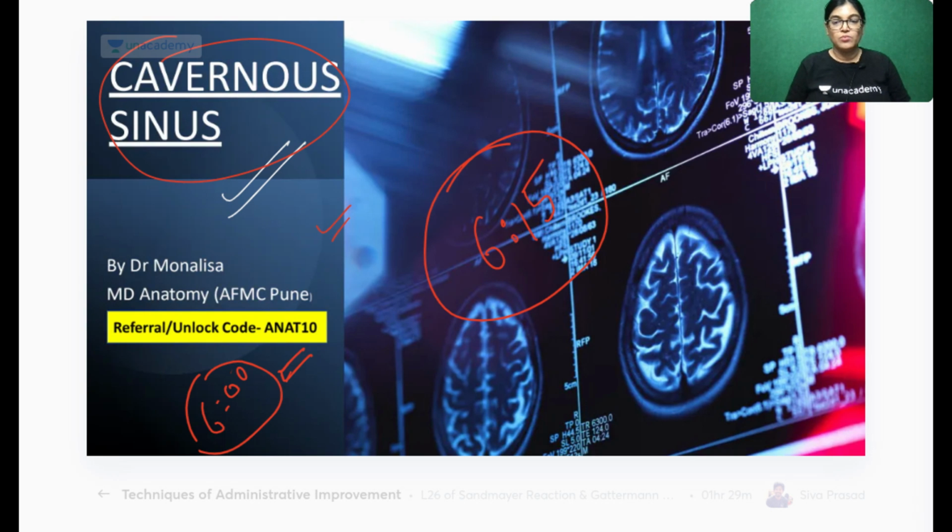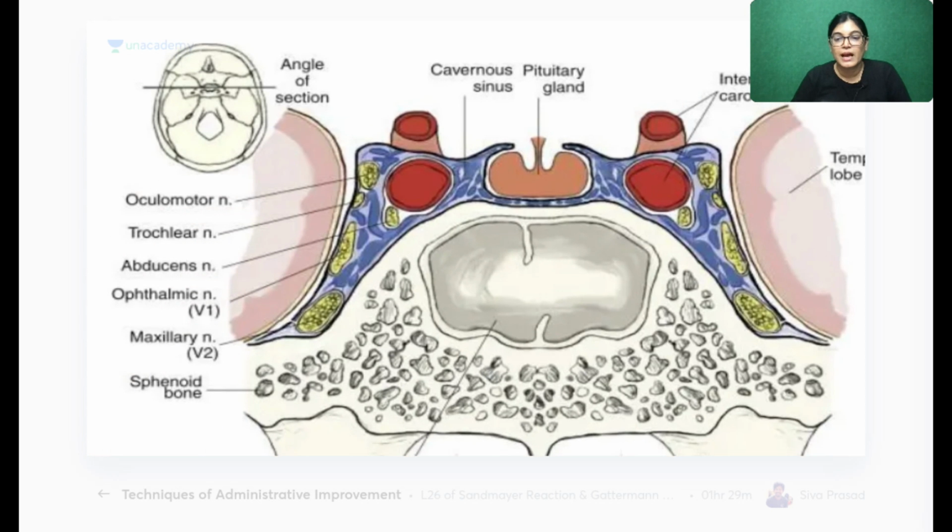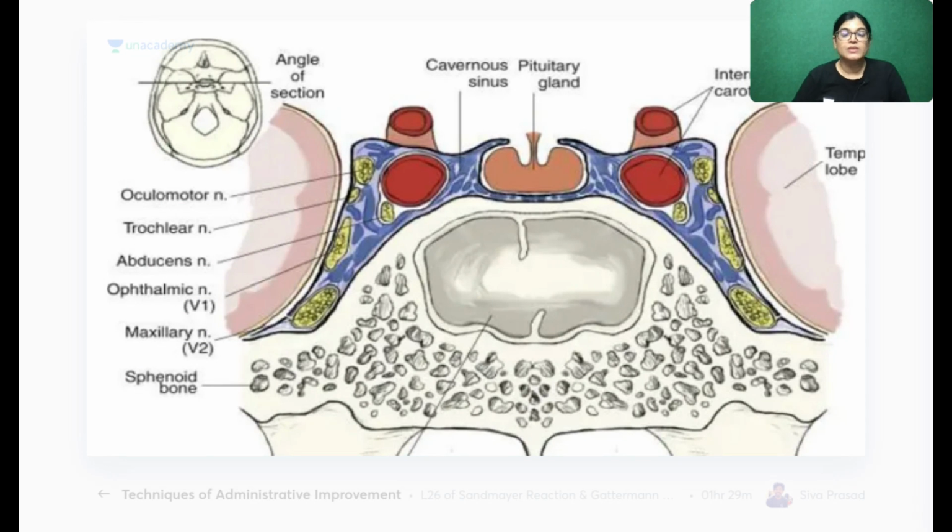Okay, so now after that let me tell you about the relations. So the next topic is the relations. It is important to know the important relations in respect to cavernous sinus. So let me explain the same thing in the diagram, and thereafter I will write the things for you, don't worry. This is the schematic diagram to make you understand the relations of the cavernous sinus.